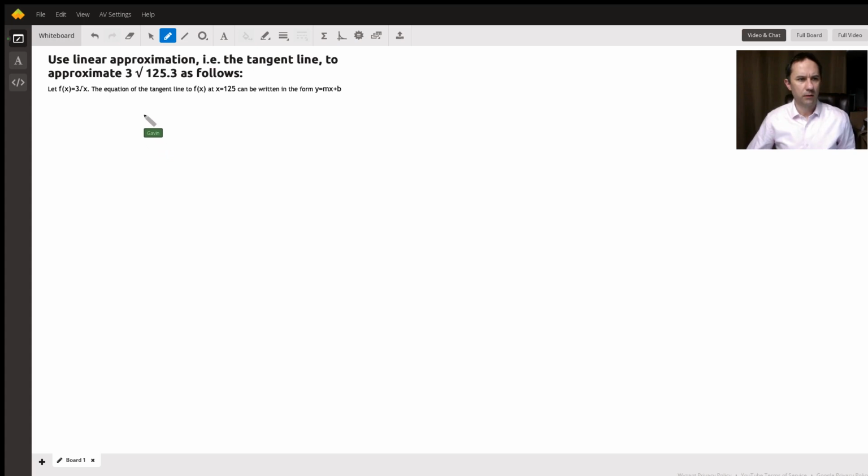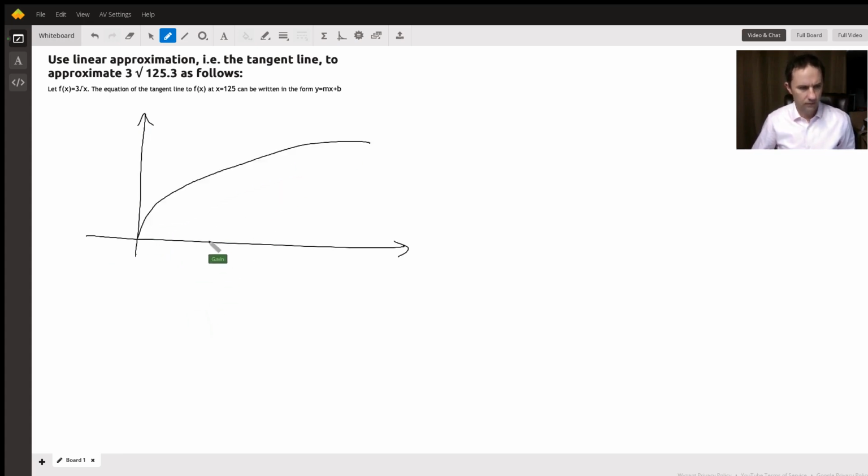So what that means is, if we draw that function, something like that, let's say this one's f of x equals the cube root of x. Then at 125, x was 125, goes to that point there, we can think of a tangent line which will probably look something like this.